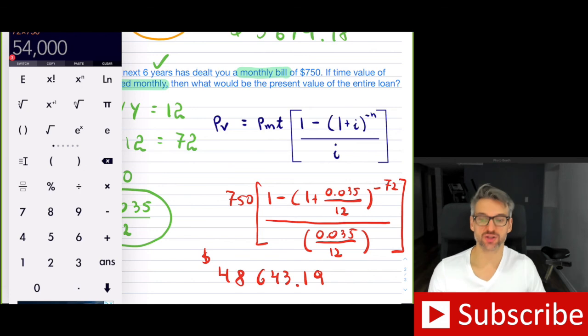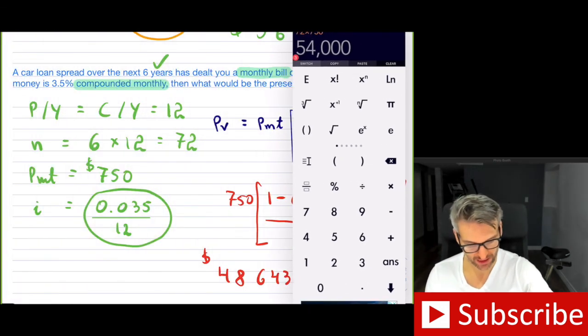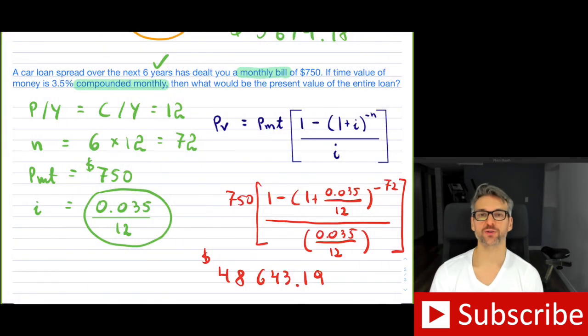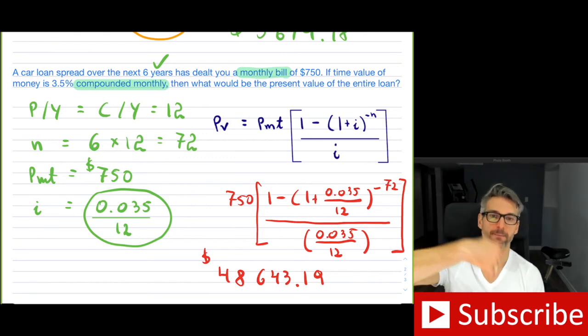So this finishes these examples and hopefully introduces you to the present value of annuities. And again, it's just bringing money back.